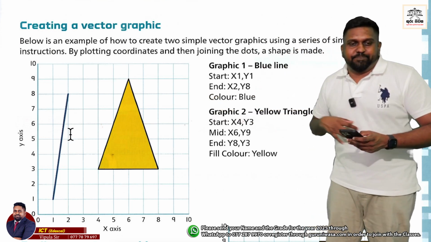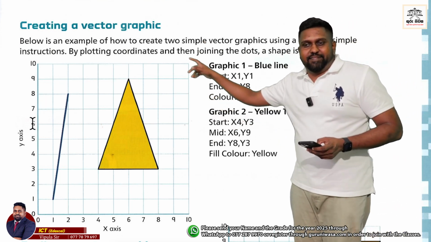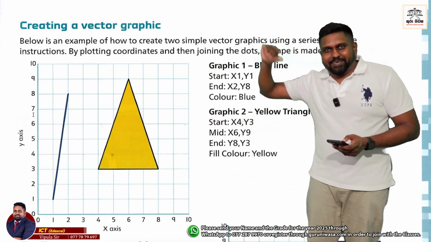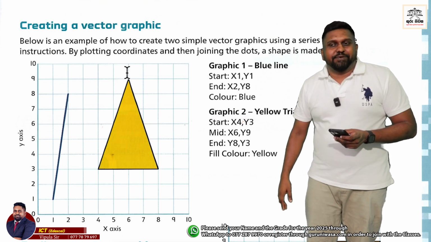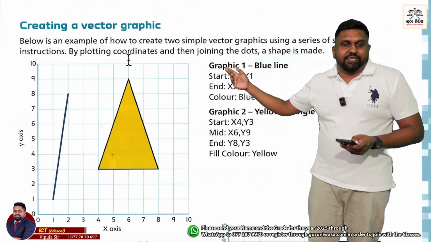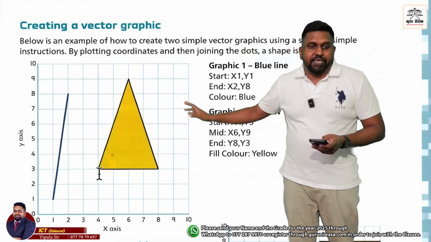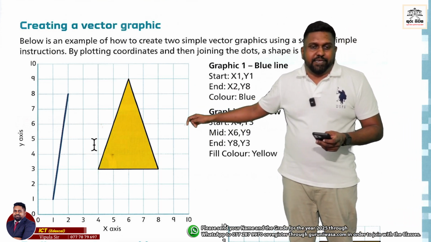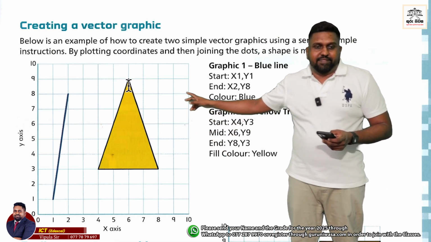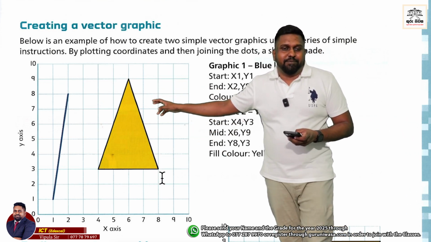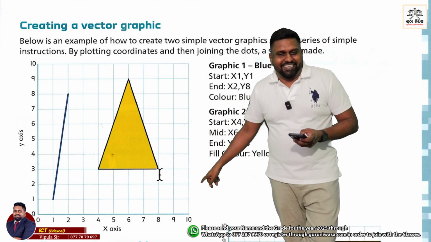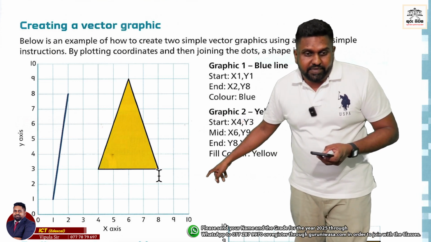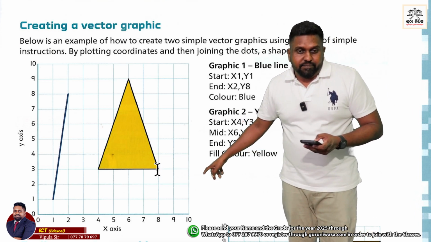Now just assume that this is a set of pixels. That's how it works. The pixels draw the line. If you take this yellow triangle, that's the same thing. The starting position is here, which is x4, y3, and it goes up to x6 and y9, and comes down to y8 and x3. It should be y8 and x3, right? Yes, sir.